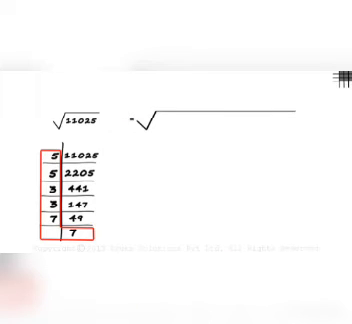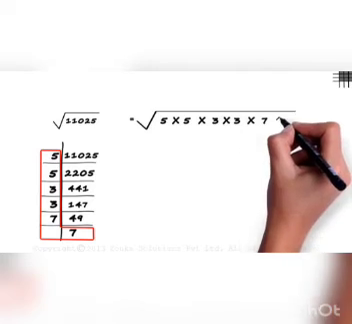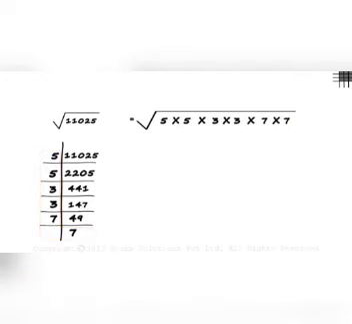So 11,025 can be written as 5 times 5 times 3 times 3 times 7 times 7. Hence, the square root of 11,025 can be written as square root of 5 times 5 times 3 times 3 times 7 times 7. The next step is to make pairs of the same numbers.